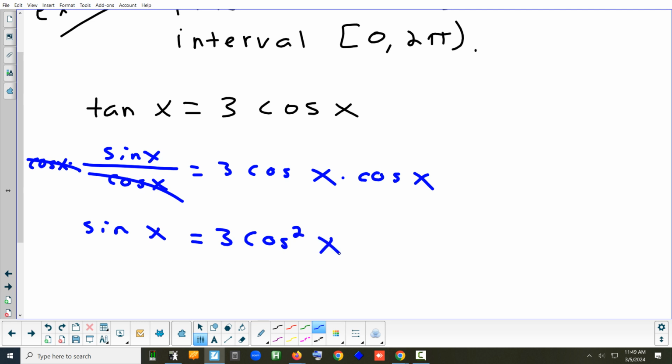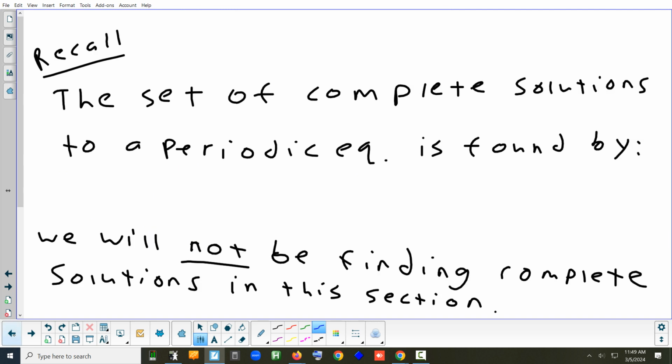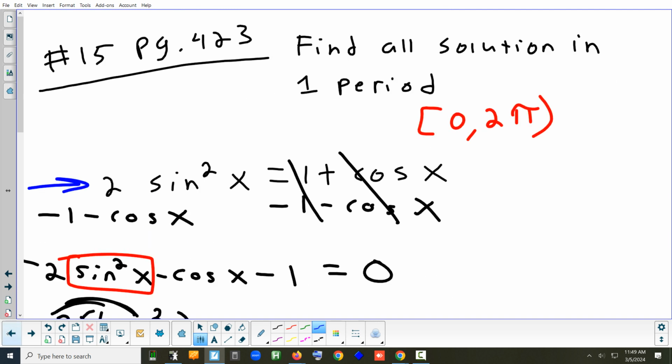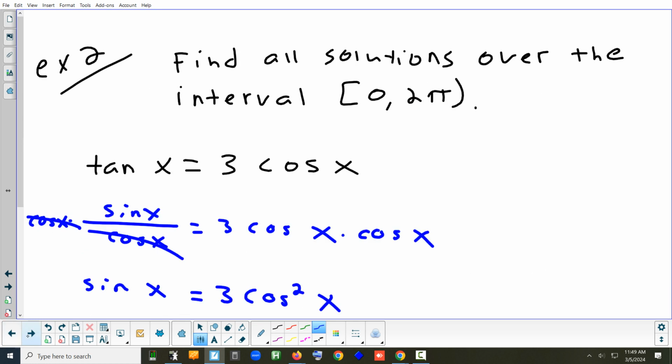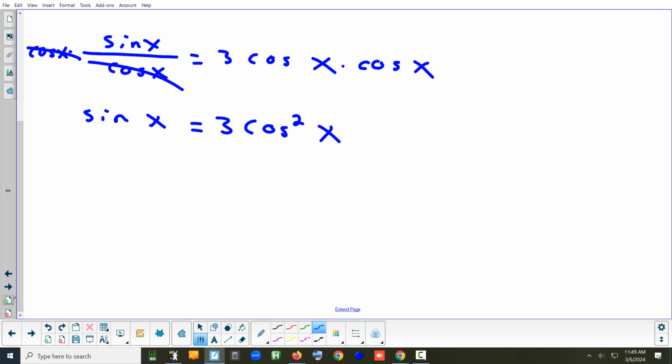Now, this question, where you have a trig function on one side and then one on the other side squared, is pretty much like this one. You have a trig function, and then you have one on the other side squared. It's pretty much the same thing. Okay. So what do we want to get this equal to? 0. Yep. We want to get it equal to 0.